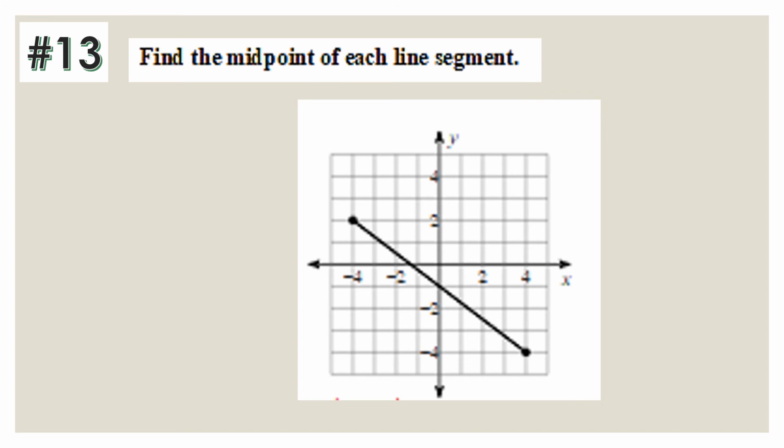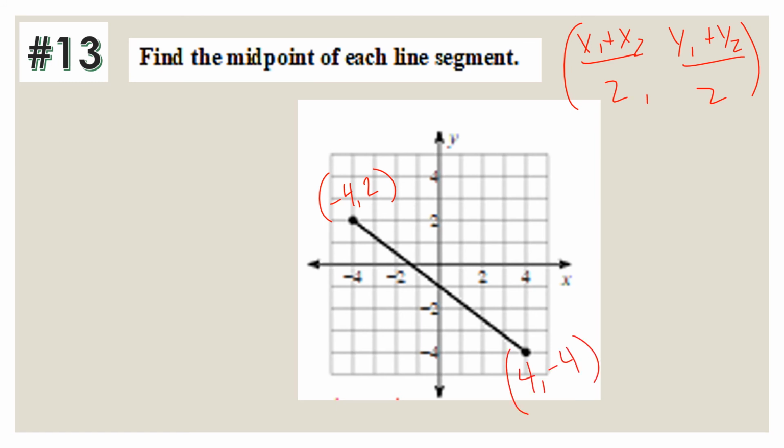Number 13 is to find the midpoint of the line segment. So we need to figure out where this point is and where this point is, and then we're going to use our x1 plus x2 over 2, y1 plus y2 over 2. Okay? So this point here would be at -4, 2. This point here would be at 4, -4. So you would do x1, y1, x2, y2.